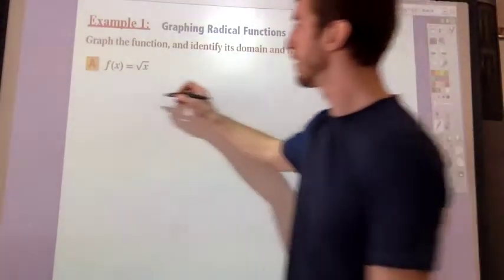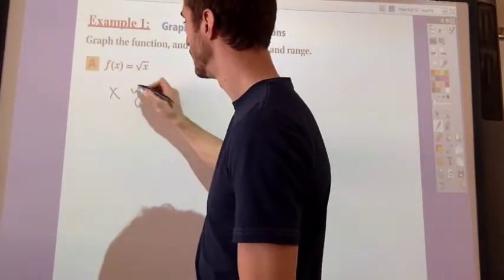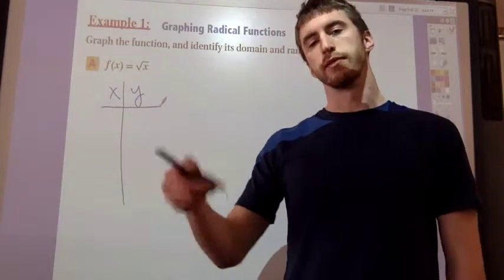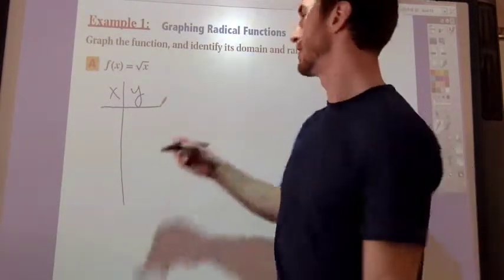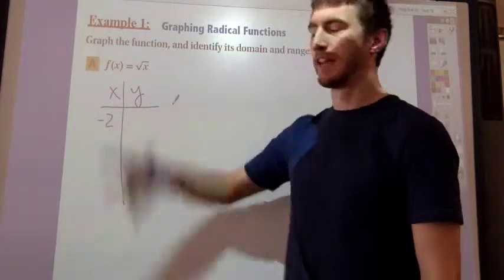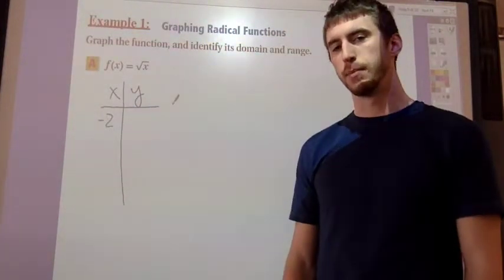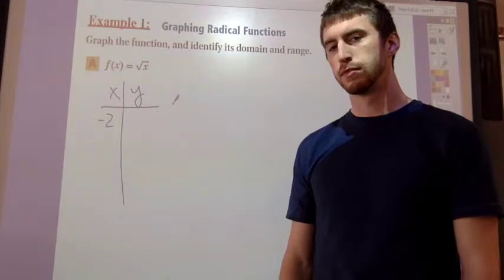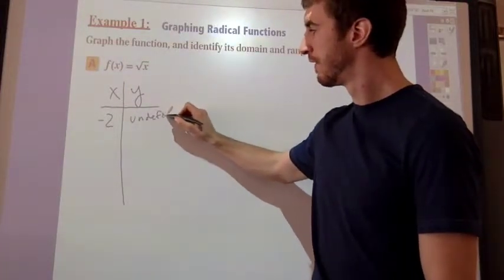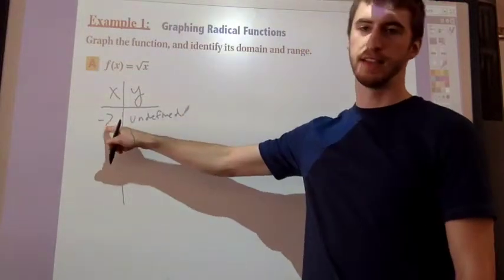So let's go ahead and make a table of x and y values. And generally we go like -2, -1, 0, 1, and 2, so I'm going to try that. So if I plug in -2, can I take the square root of a negative number? I can't. So it's undefined at any value of x that's negative.